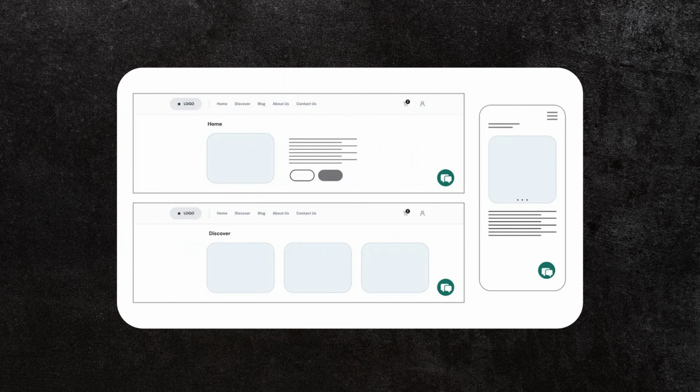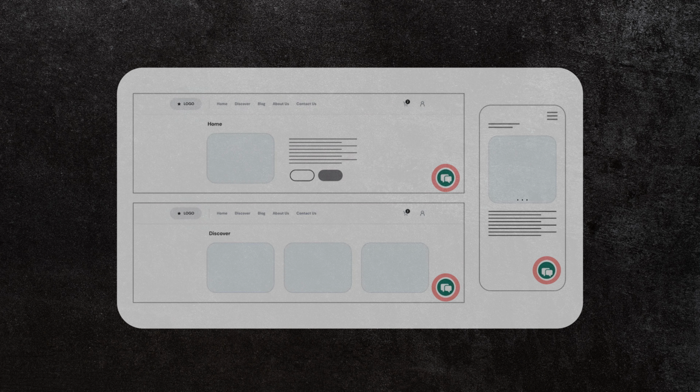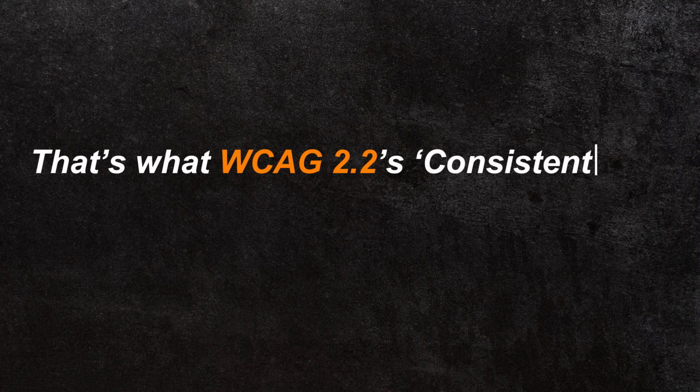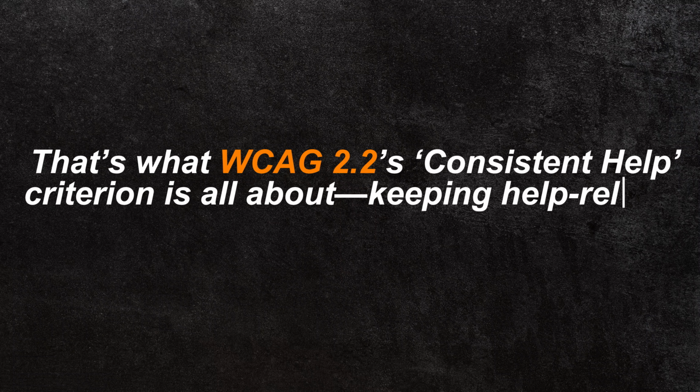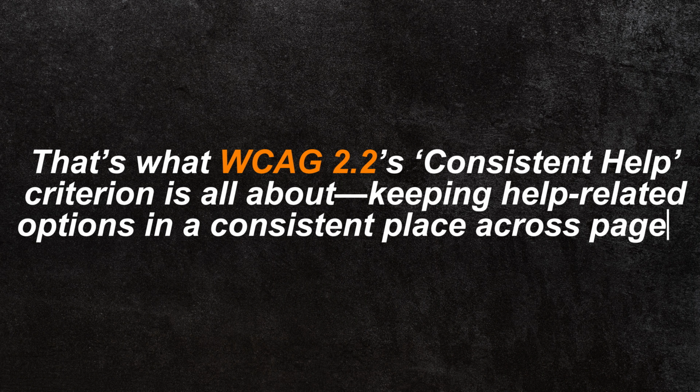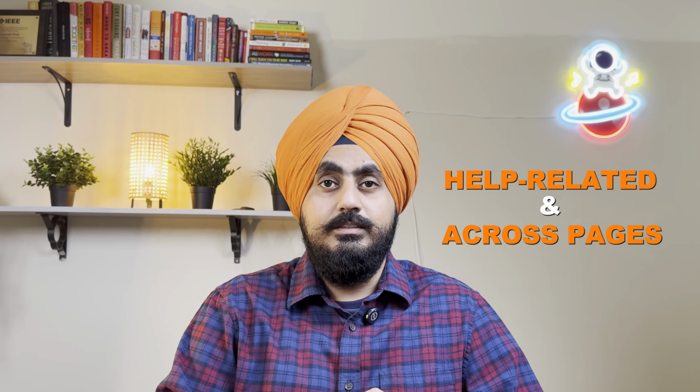Let's begin with level A, the essential accessibility enhancements. Imagine searching for a Contact Us button or a chat widget on a website. Where do you expect it to be? Most likely bottom right for chat and top menu for contact links. That's what the WCAG 2.2 Consistent Help criteria is all about: keeping help related options in a consistent place across pages. The important phrases to note here are help related and across pages.